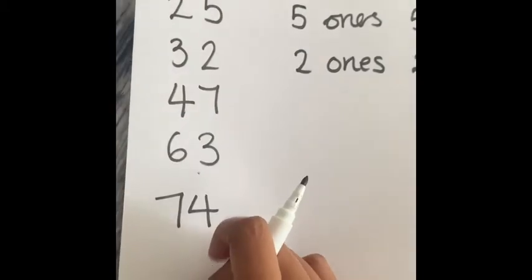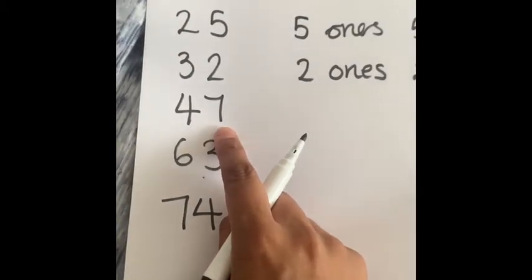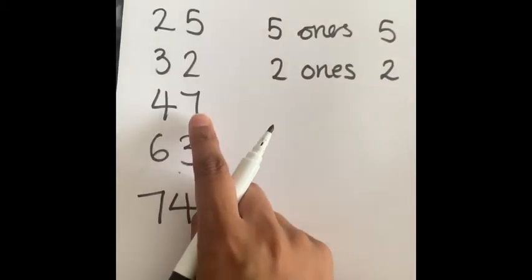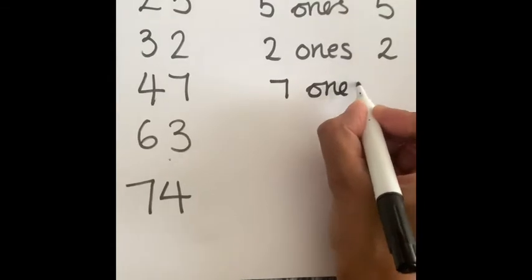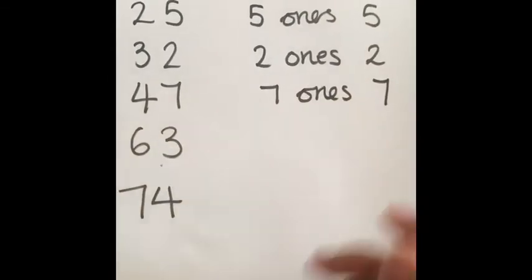47. The 7, what is that? How much is that worth? The 7 tells me there are 7 ones. 7 ones make 7.